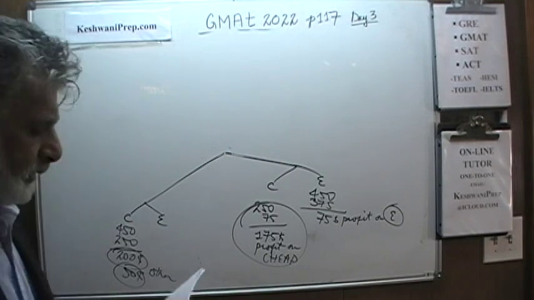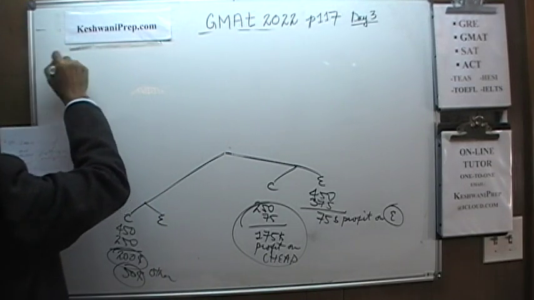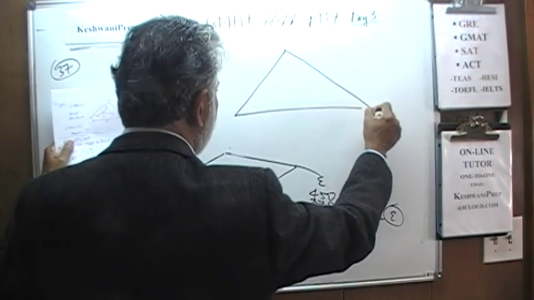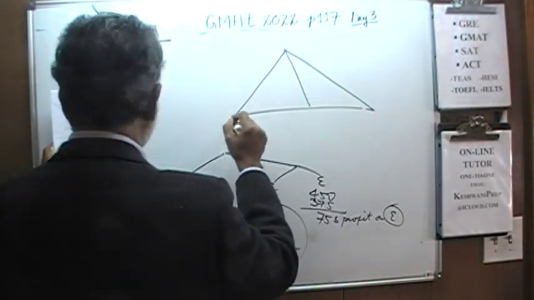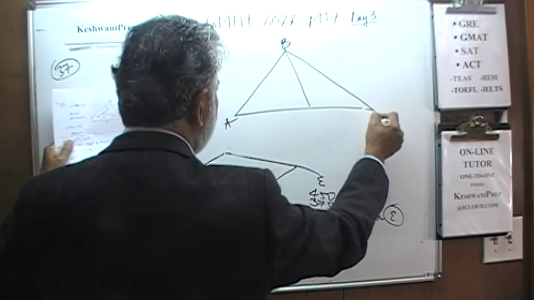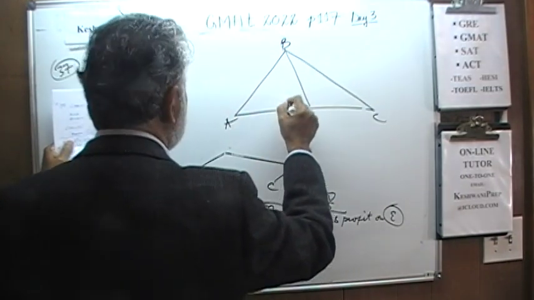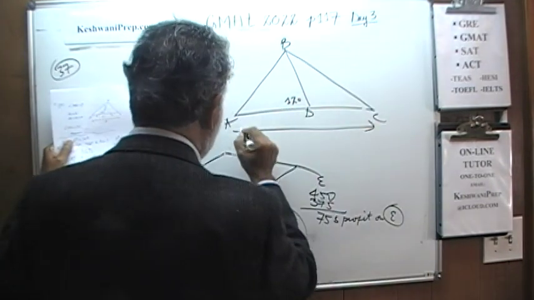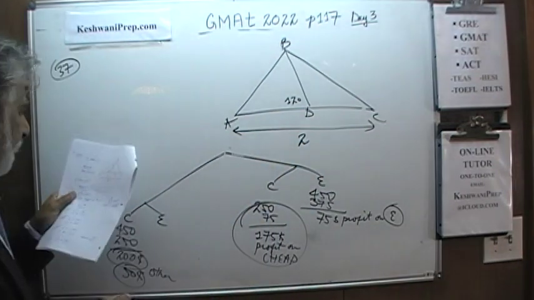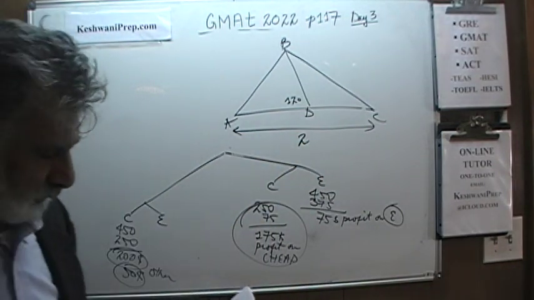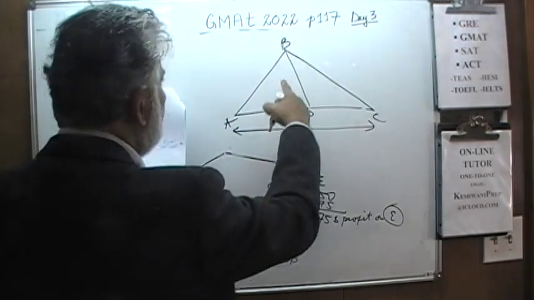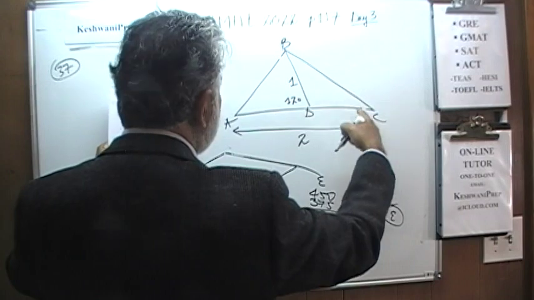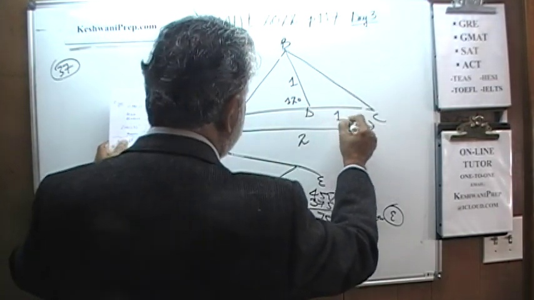In number 37, we are given a little triangle. Looks something like this. A, B, C, and D. We are told that this angle is 120, and that A to C is 2. We are also told that B to D is 1, and D to C is also 1.